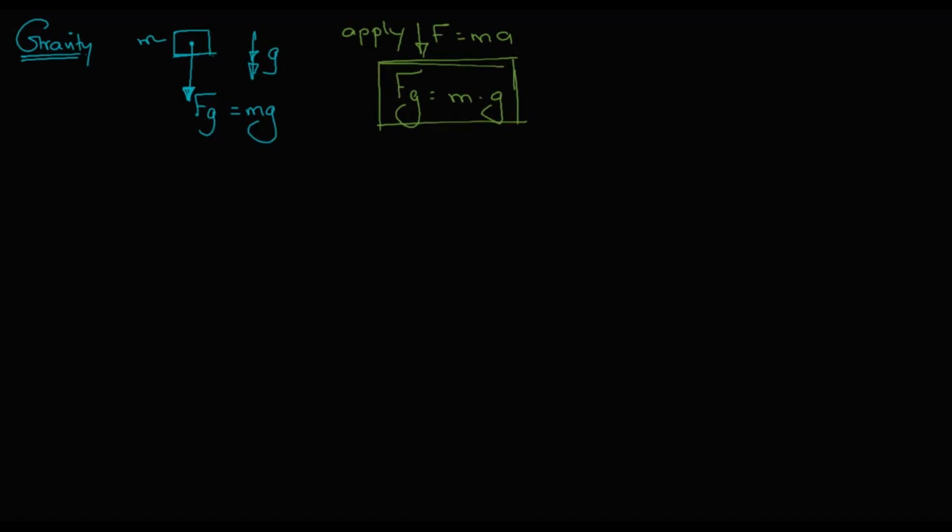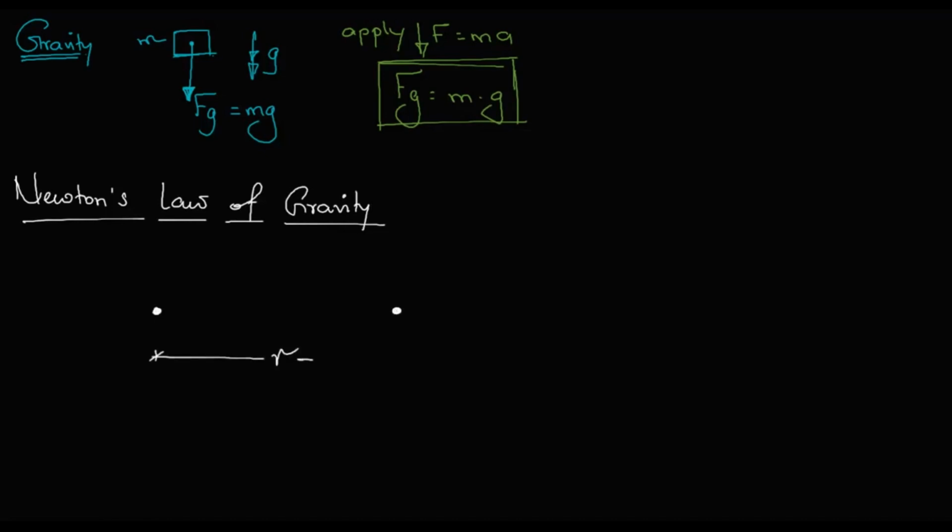Newton discovered this gravitational acceleration, and he defined an equation, Newton's law of gravity. Okay, so Newton discovered this force of gravity. He mentioned that as long as there are two masses at a separation of r from each other, and one of the masses is m1, the other mass is m2, there would be an attractive force between those two masses, right? So we will have this and this.